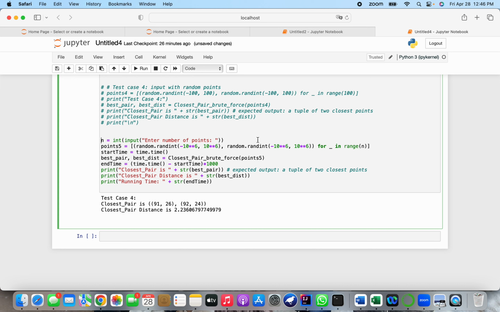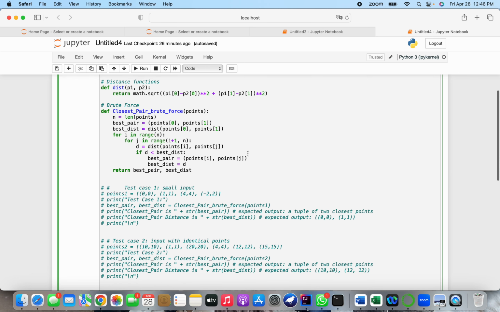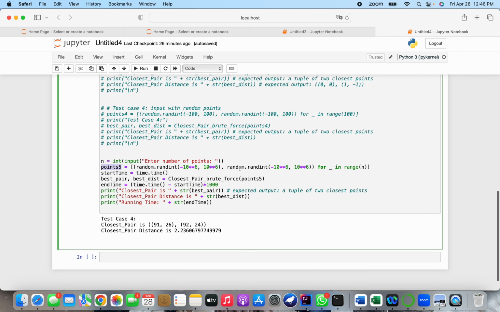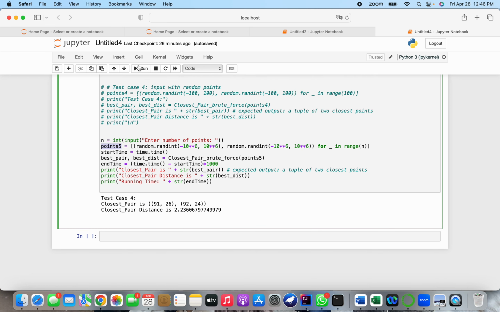It's going to take a long time for 10 power 4, and 10 power 3 is an okay number. So if I give n equals 10 power 3, this for loop is going to iterate 10 power 3 times, so the points will have 10 power 3 random points. That will be the input for this brute force, and the output should be the closest pair of those points. Let me just run this.